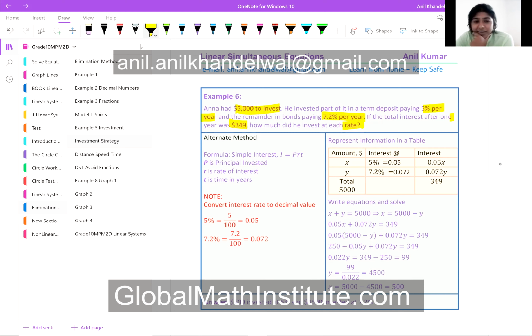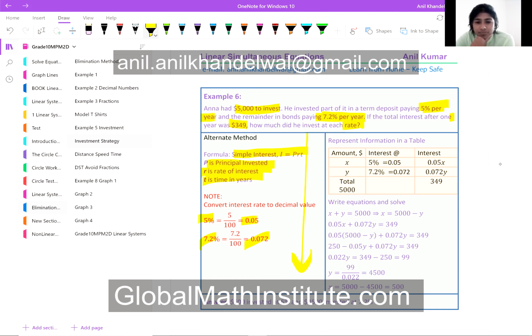So the first thing is, simple interest is I equals PRT, where P is the principal invested, R is the rate of interest, and T is the time in years, right? Since you're given 5% and 7.2%, it's a good idea to write them as decimal numbers, which you do by dividing by 100. This part, which I eliminated earlier, is only to explain for clarity what we have done. But in the examination, you get straight into the solution.